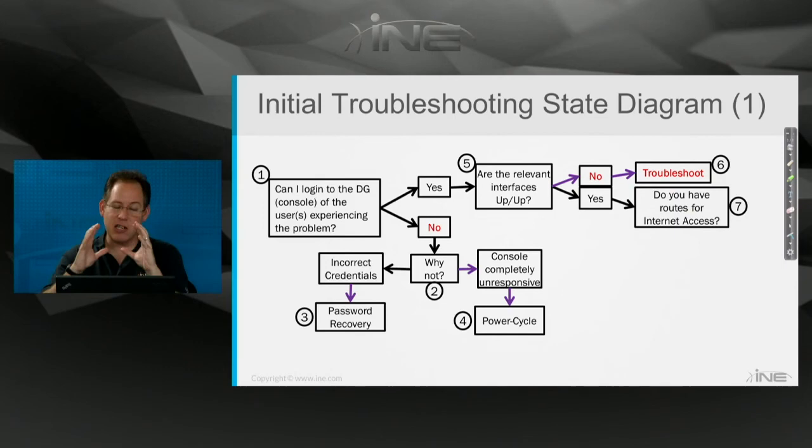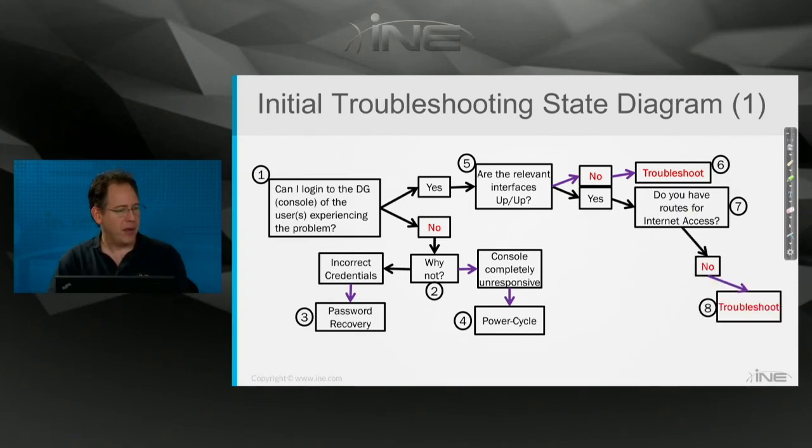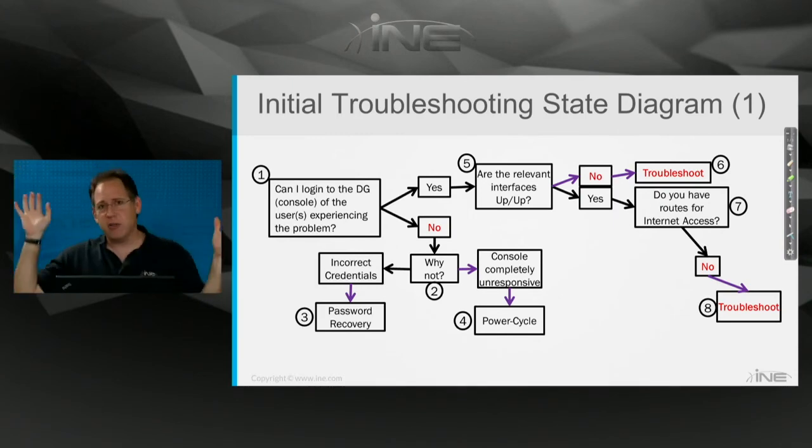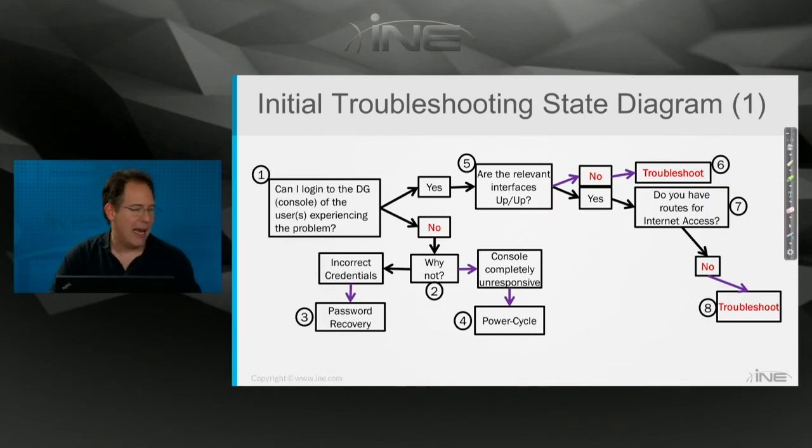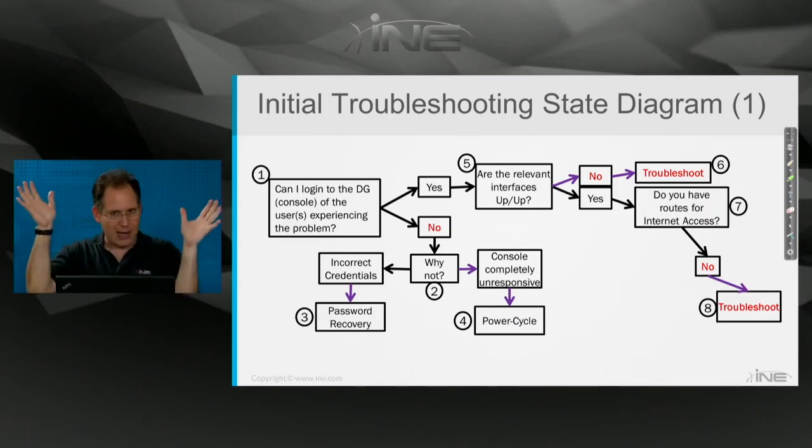Does this router actually have routes for the internet? Whatever routes it would need to get to the outside world, do those routes exist in the routing table? If the answer is no, we troubleshoot it. Now you might be thinking, wait a second, Keith, you're going through these troubleshooting things awfully fast. Remember, I'm going to have individual walkthroughs for each one of these things to identify why an interface might be down, or why we might not have routes for internet access.